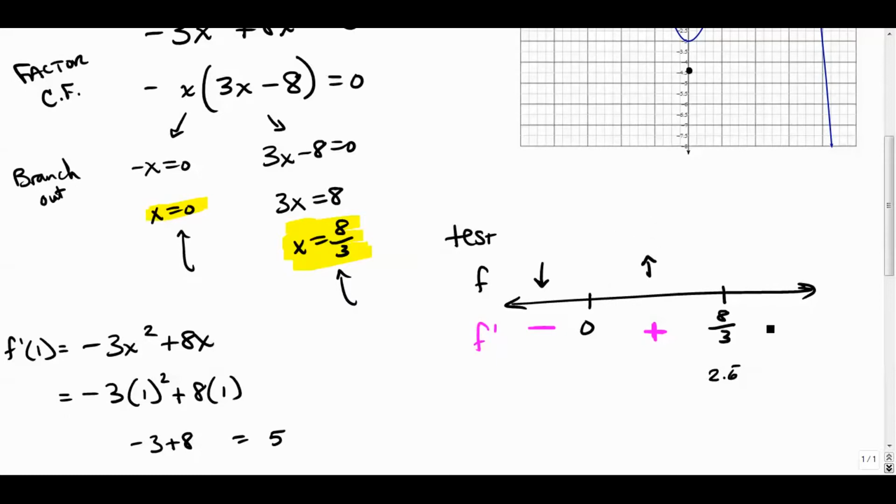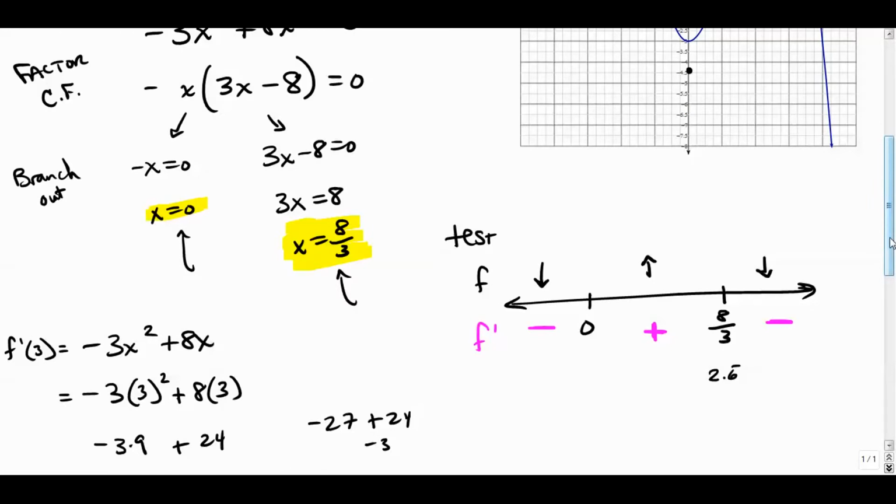Okay, let's test a number over here, something greater than 8/3. How about 3? So if I go back here and test in my derivative, f prime of 3, I just want to see what I get. I get -3 times 9 plus 24. -27 plus 24. That's -3. So anything to the right of 8/3 yields a negative derivative. When derivatives are negative, the function goes downhill.